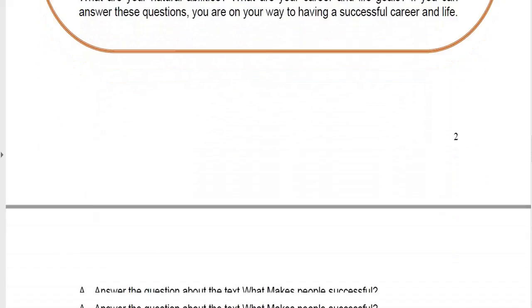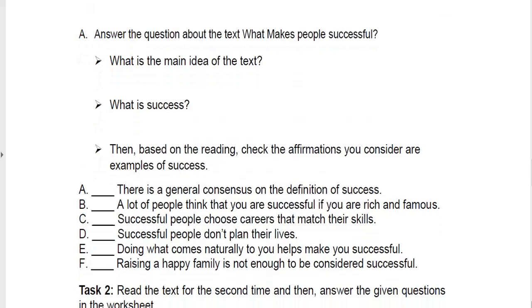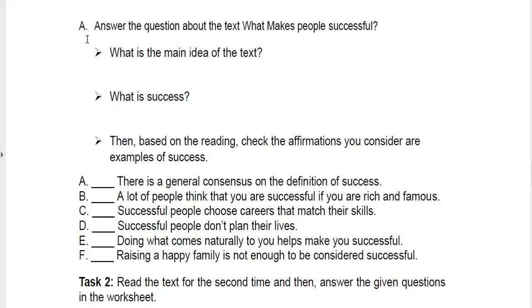You have some information there, and we go to page number 3, and we have some questions, or some tasks that you have to complete. The first one says: answer the questions about the text, what makes people successful. So you have to answer these two. What is the main idea of the text? Okay, what the text is about, and according to the text, what is success?